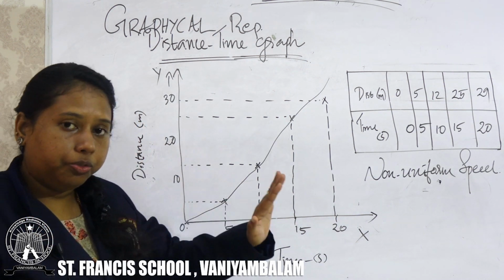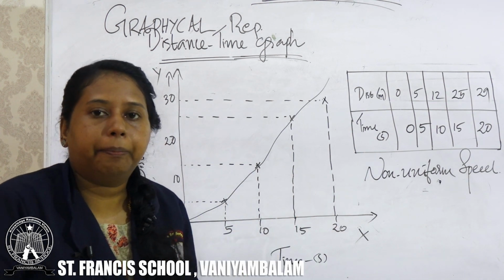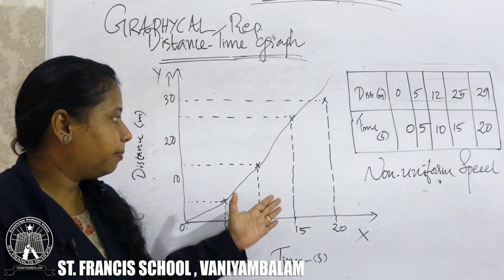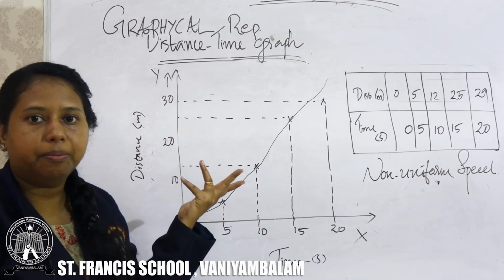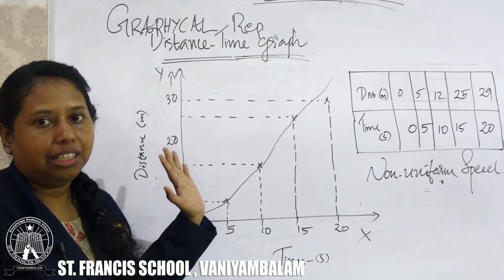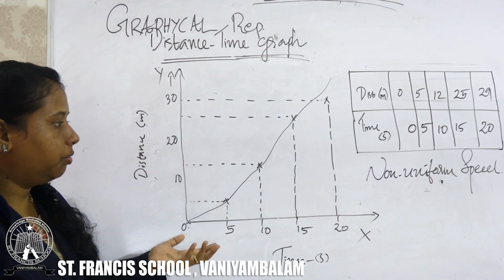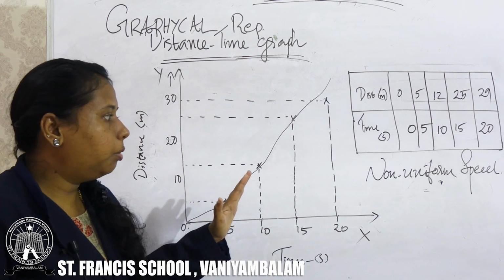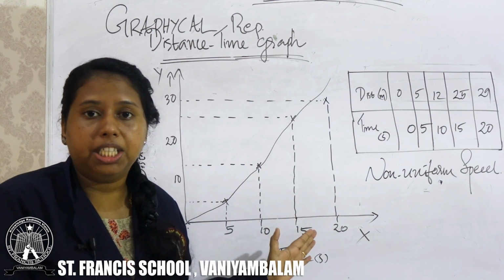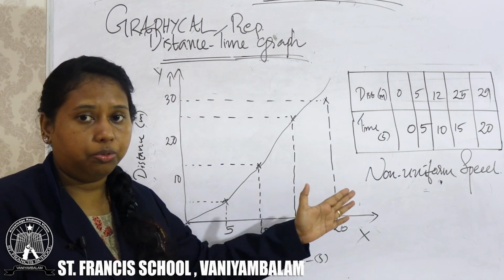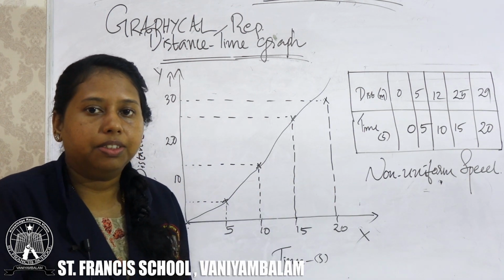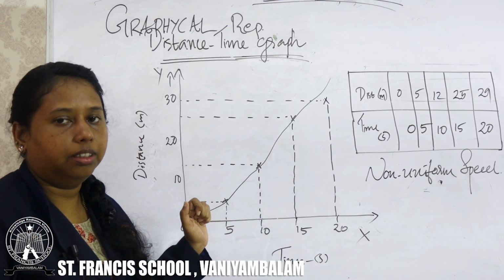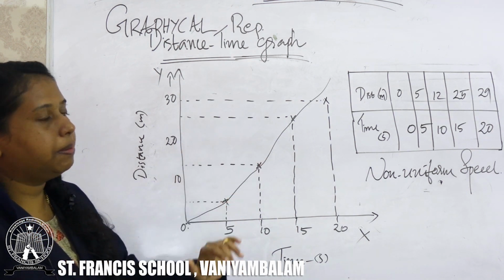In the case of uniform speed, the graph gives a straight line, but in non-uniform speed there is a non-linear variation. We won't get a straight line. So this is the difference between uniform speed and non-uniform speed in the graph between distance and time, the graph which represents speed.